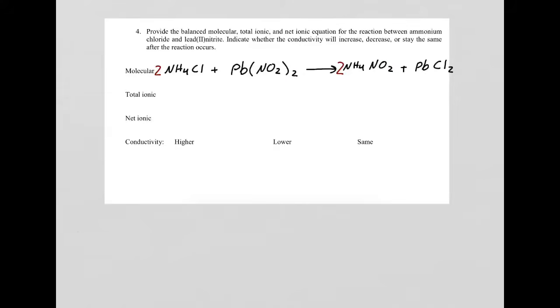Now, for total ionic, remember what we said. When you add two things together, nothing will happen. What do you need to make a reaction go? You need water as a medium to make a reaction go. Because of that, we have to see what happens to each of these compounds in water. What do we need? We need solubility rules. Let's take out the solubility rules again.